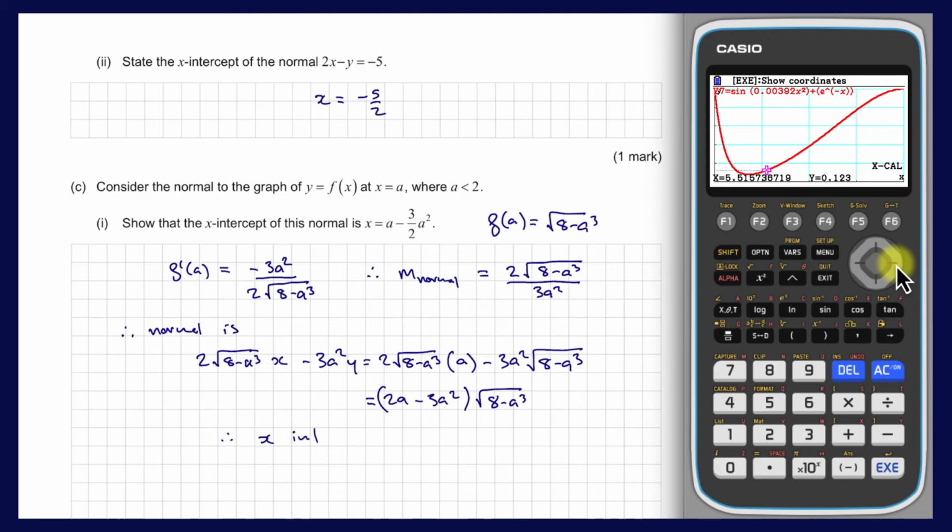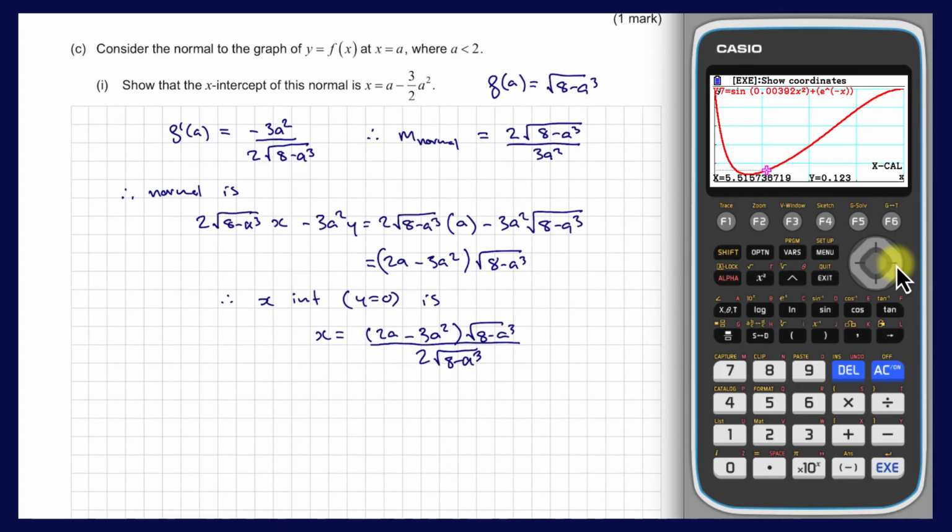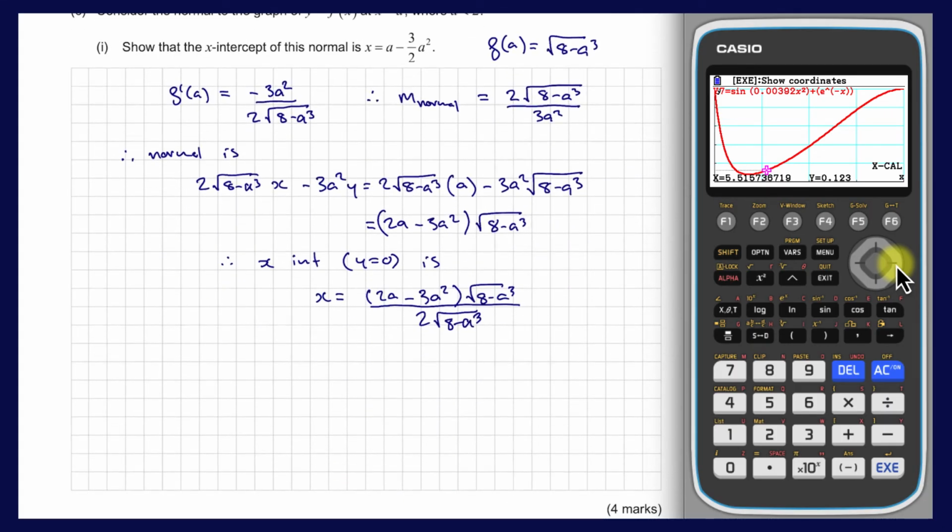So now therefore the x-intercept, so that's when y equals 0, is equal to 2a take 3a squared root 8 take a cubed all over 2 by the square root of 8 take a cubed. You can definitely see that nice cancelling out of common factors, and so we get 2a over 2, which is a, 3a squared over 2, so that's minus 3 over 2a squared. And I think that was what we were trying to show, so that's our 4 marks earned.